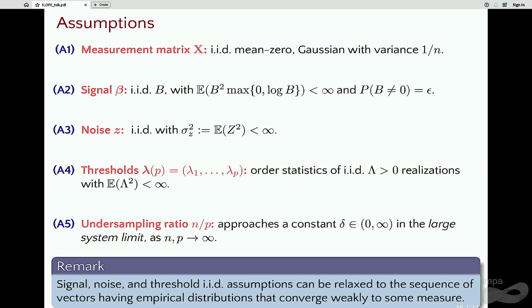The final assumption I'm going to make is on these threshold values. In particular, I'm going to think of these threshold values as the order statistics of IID realizations from some distribution lambda. The only property I assume of lambda is that it has a finite second moment. I will mention that all of these IID assumptions can be relaxed, but we didn't really pursue that here.